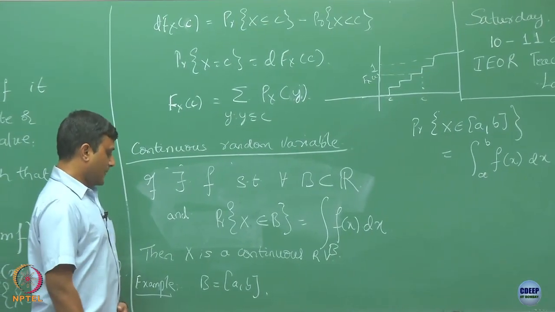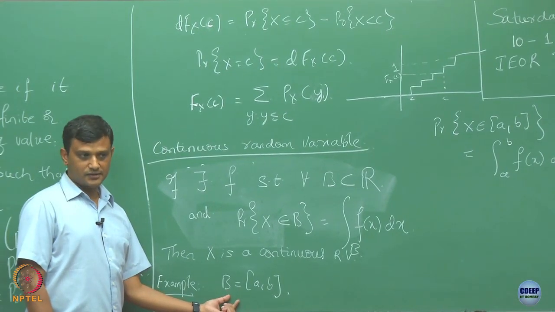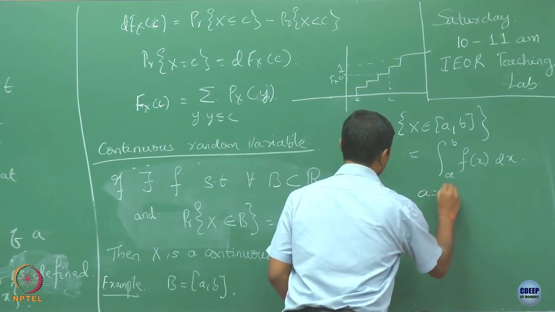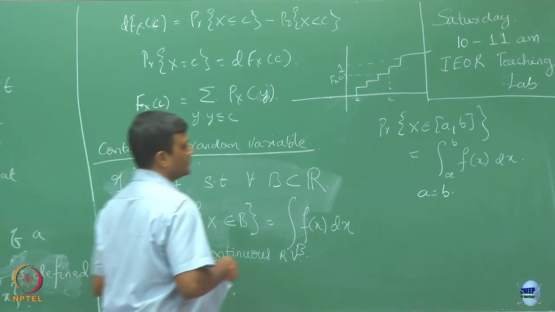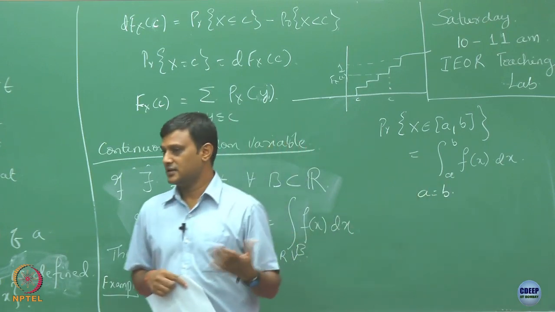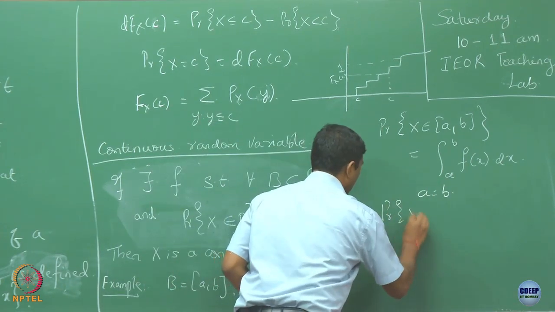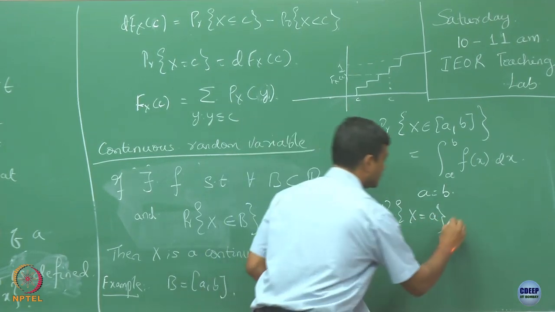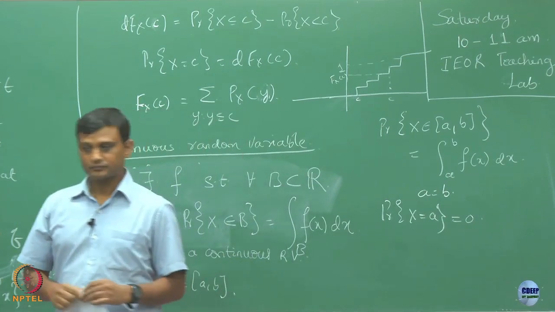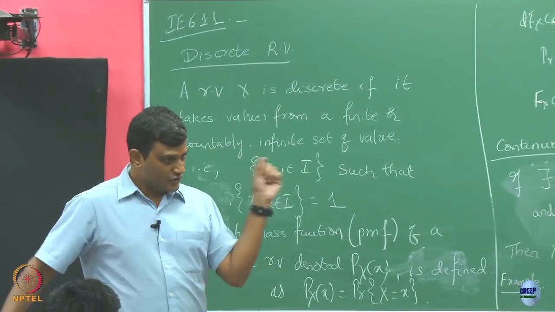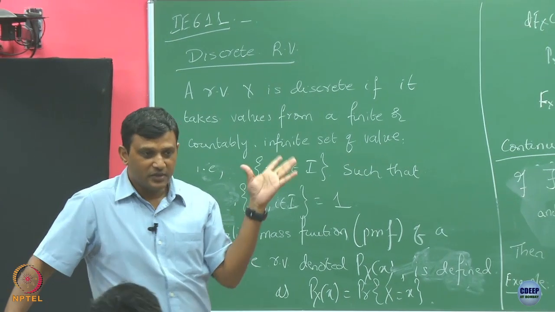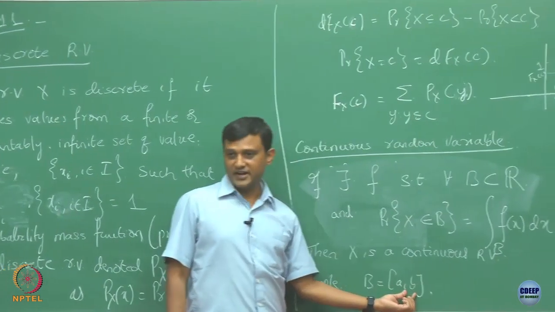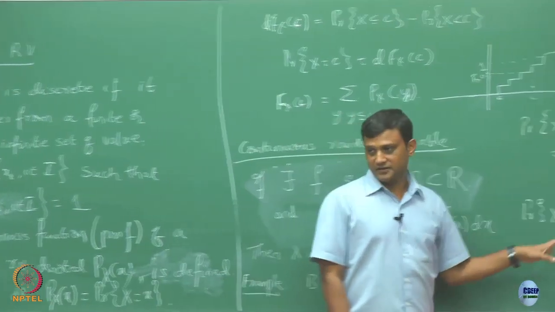So now let us further look at this. Now suppose I have taken B to be an interval here. Suppose let us set a equal to b. Then what is this? In this case it is going to be 0, right? Then what we are saying is that the probability that X is equal to a is 0, because this integral value is 0. So if X is a continuous random variable, the probability that it takes a particular value is 0. It is possible that it can take positive probability in an interval, but it taking a particular value is 0. Okay, so that is what, right?